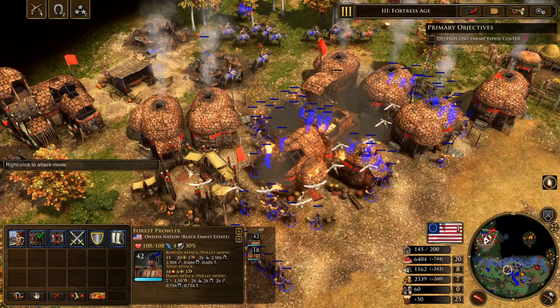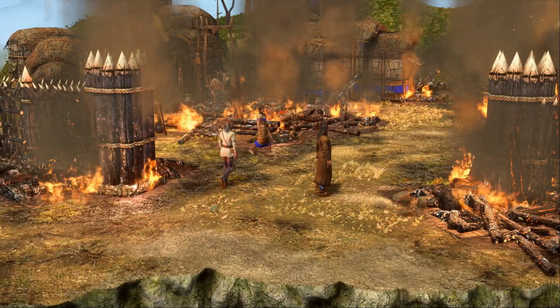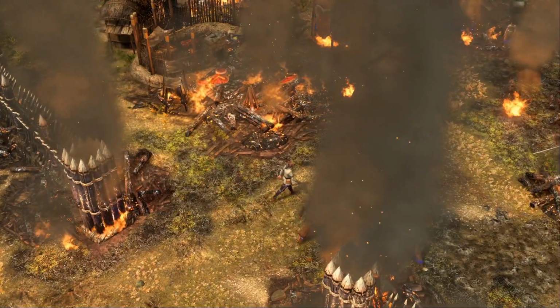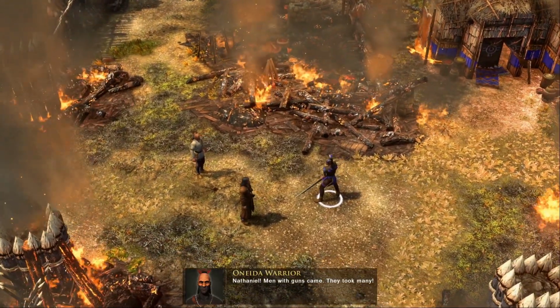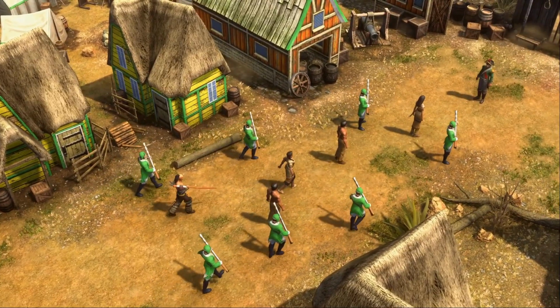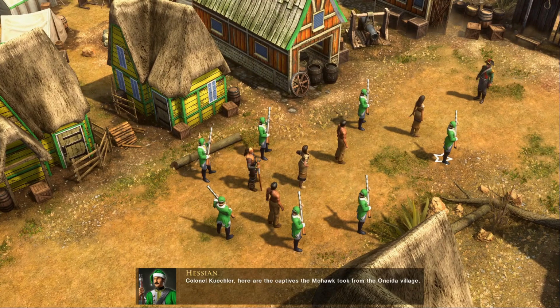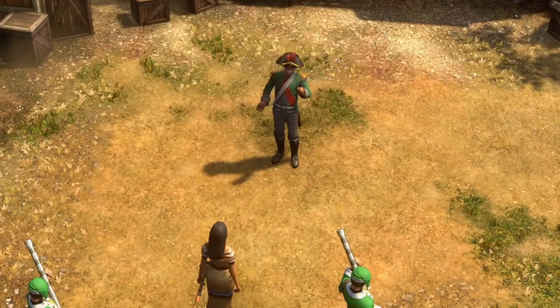One destroyed town center later, Nathaniel returns to a destroyed village. Turns out, the Mohawk raided their village. While he and Kanyen were gone, they took many prisoners, including Nathaniel's mother. And here, we get introduced to the primary antagonist of this story, Kuchler.